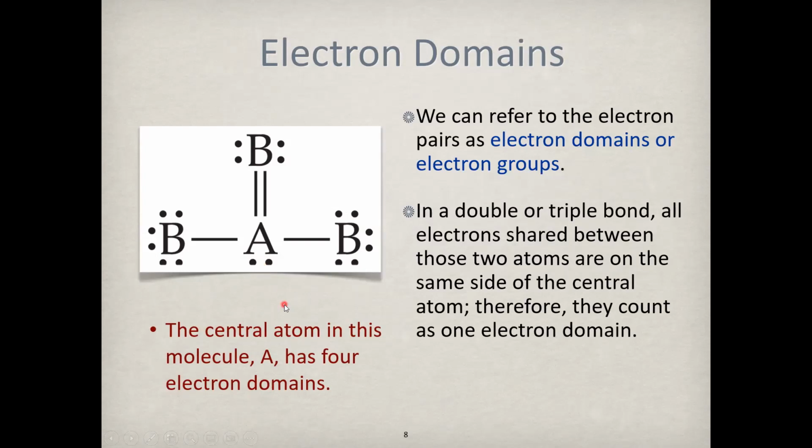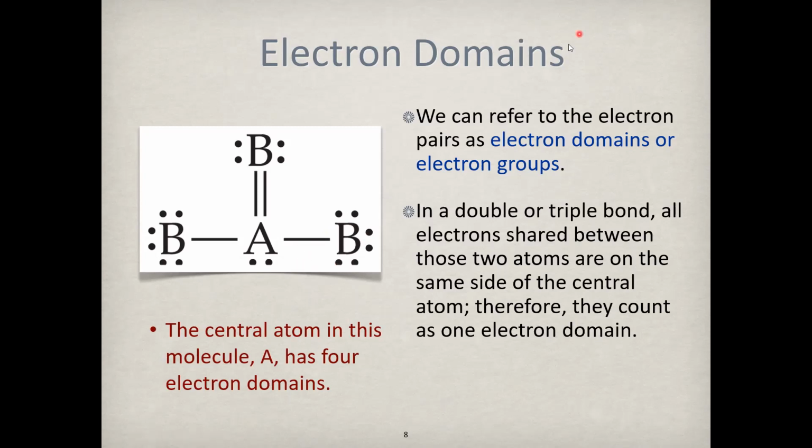In some cases, we may have multiple central atoms if it's a larger structure. But how many electron domains are on that central atom is ultimately going to determine where those electron domains are headed, and that's going to determine the structure. So when we're looking at an electron domain, what we're thinking about is a bonded atom or a lone pair.